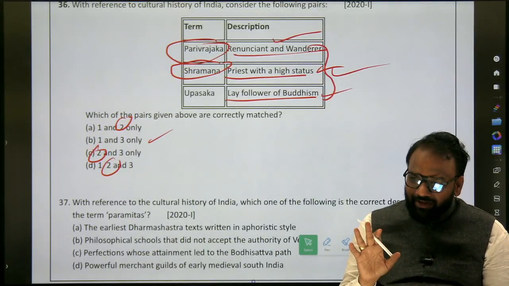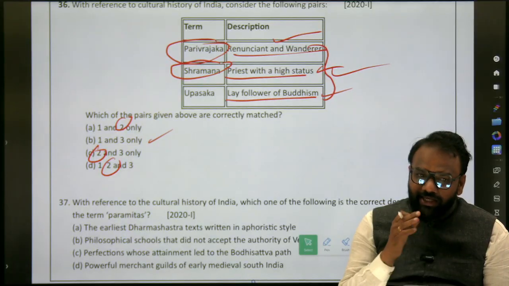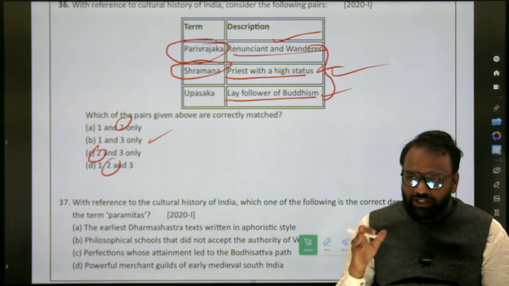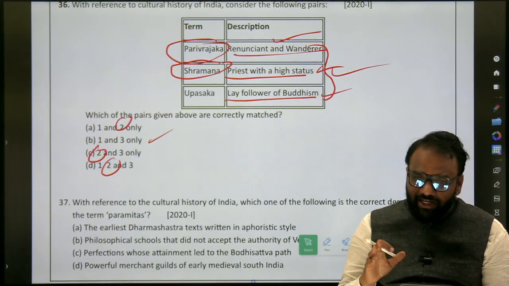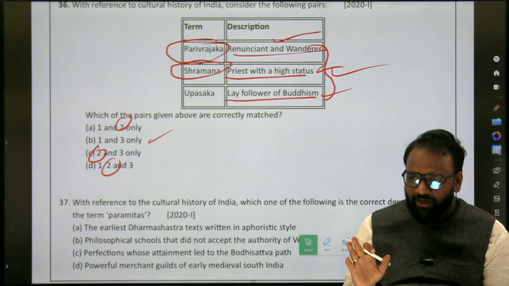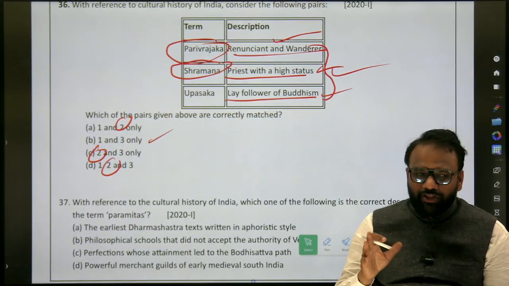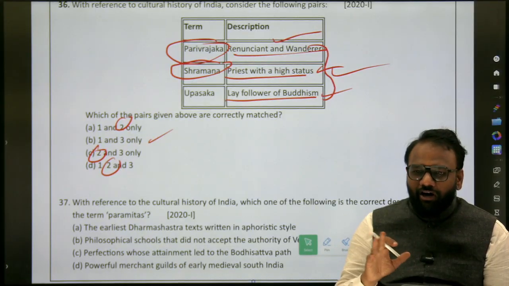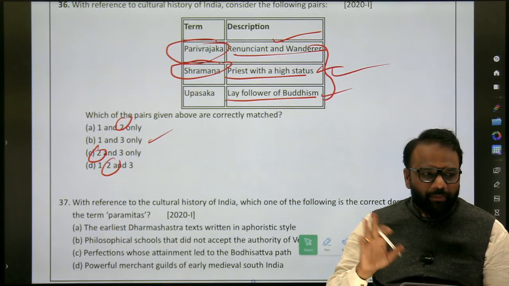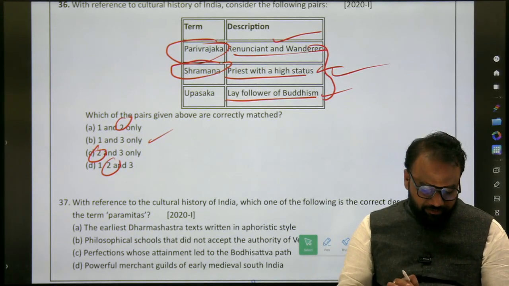Almost they mean the same. But Shramana is used to refer to a tradition, while Parivrajaka is used to refer to a personality generally. He is a renunciant and wanderer. In the case of Shramana, this is a general tradition. In the case of Buddhism and Jainism, this is a tradition of going from one place to another and preaching their ideas.